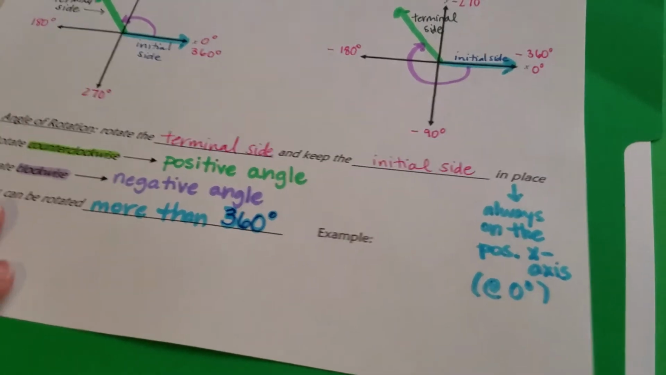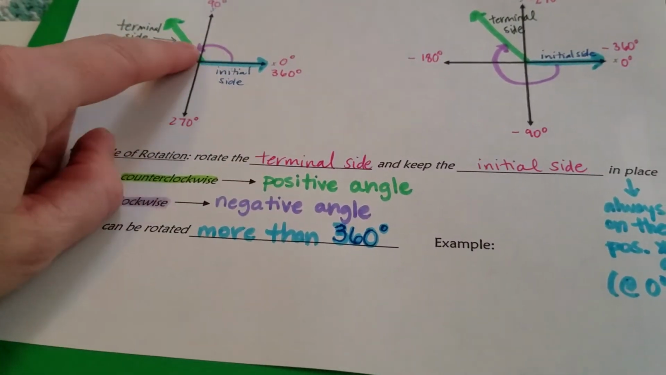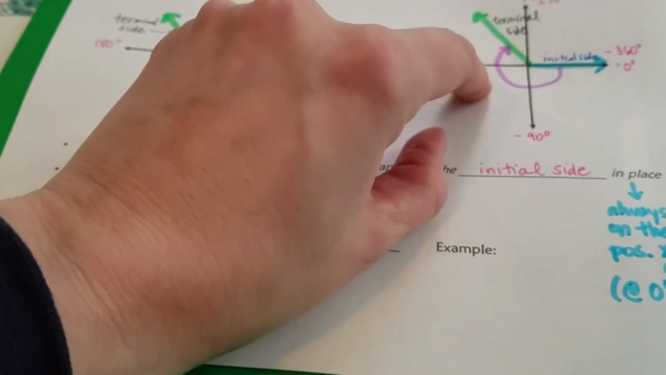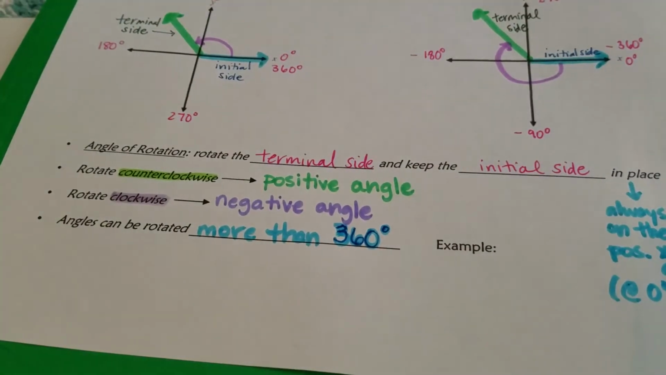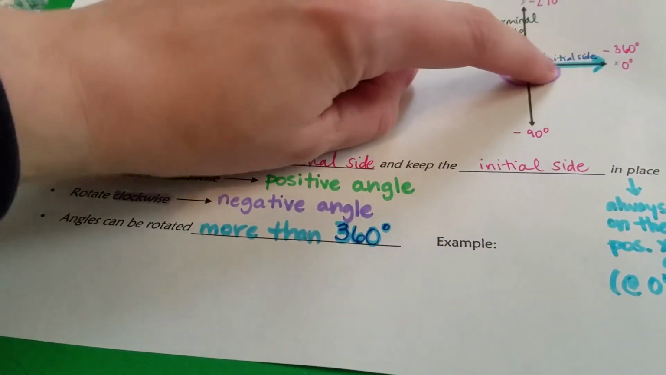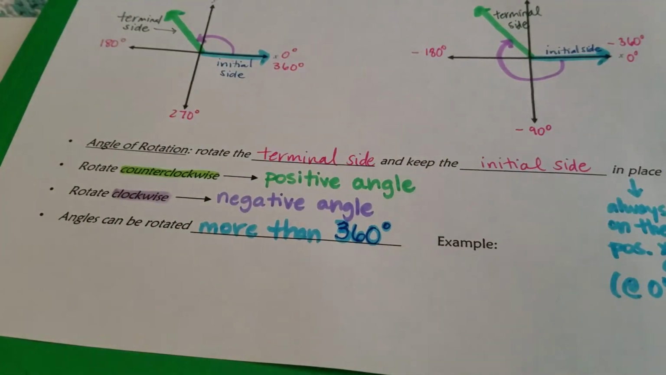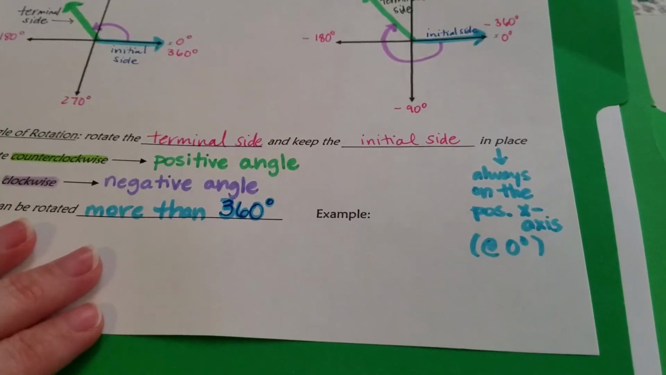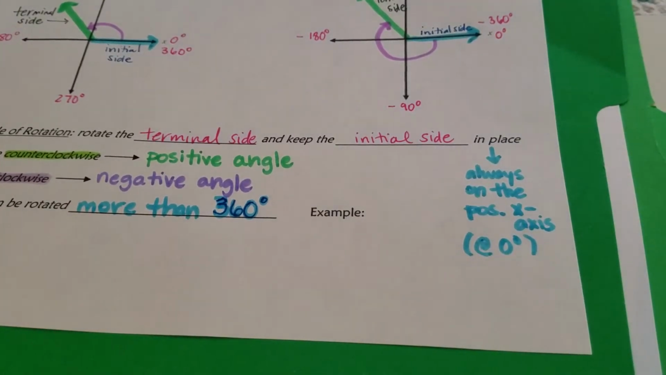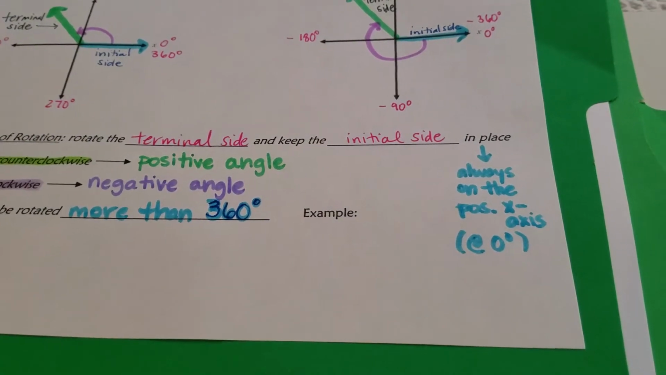If you are turning counterclockwise, that's a positive angle. If you are going clockwise, it is a negative angle. Clockwise, like the way that a clock moves. This is like 3 o'clock, moving around. And angles can be rotated more than 360. So let's draw a quick example of that.